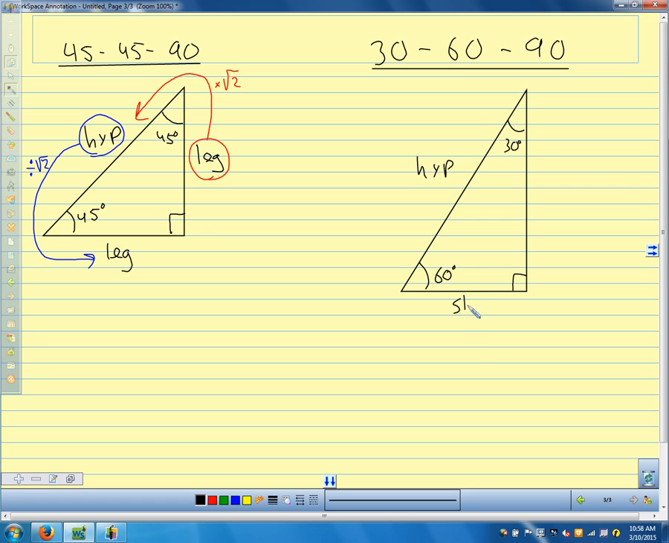The short side is across from the 30-degree angle. Smallest side is across from the smallest angle. And the long side's across from the 60-degree angle. To go from the short to the hypotenuse, multiply by 2. To go from the short to the long side, multiply by the square root of 3.